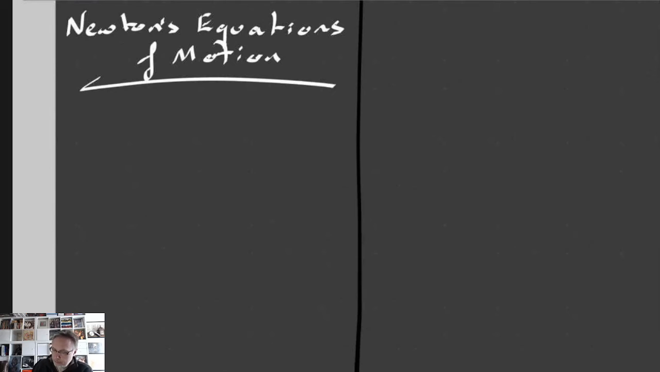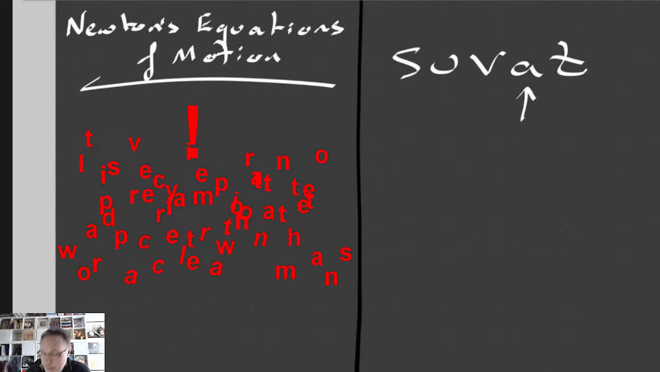Okay, let's talk about Newton's equations of motion. They are equations for motion, often called the SUVAT equations, because those are the letters used in the equations. Before we get started on them, it's worth focusing a little on this letter here, acceleration.